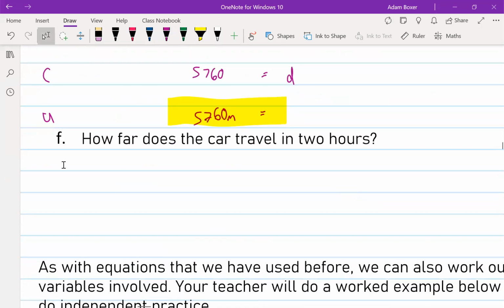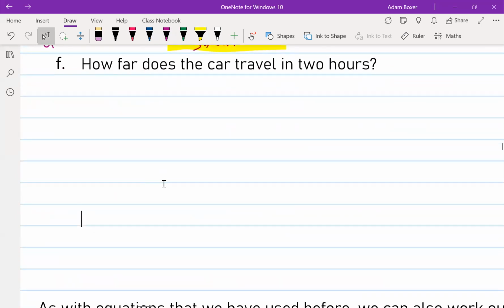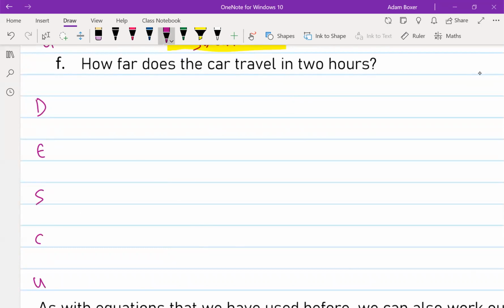Now this is already a bit harder. How far does it travel in 2 hours? Okay, so we've got DESQ again. We've got our speed was 12 meters per second. Oh, sorry, I'll write that speed. What is our time? Our time is 2 hours. How many seconds are in 2 hours? So we need to do 2 times 60 times 60.